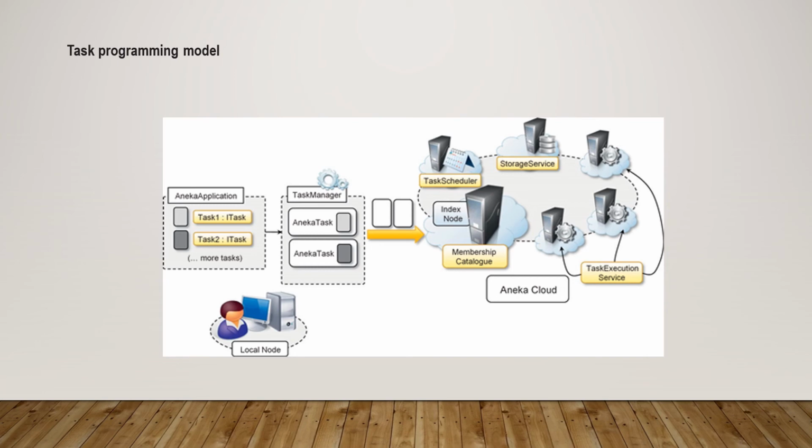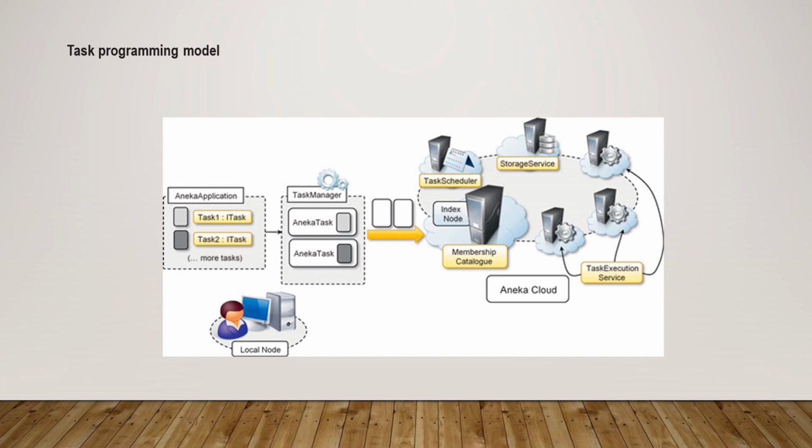In this diagram you can see developers can create a distributed application in terms of ITask instances whose collective execution describes an application. These tasks, along with the required dependencies like files and libraries, are grouped together and managed through the Aneka application class. Here you can see the Aneka application class comprising ITask 1, ITask 2. Okay, there may be more tasks as well. The Aneka application class is specialized to support the execution of tasks.